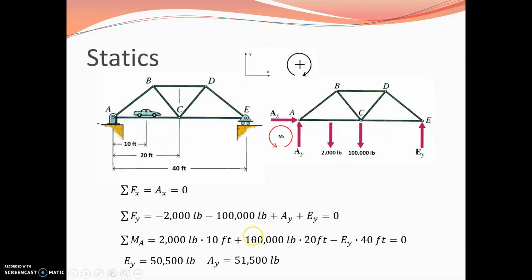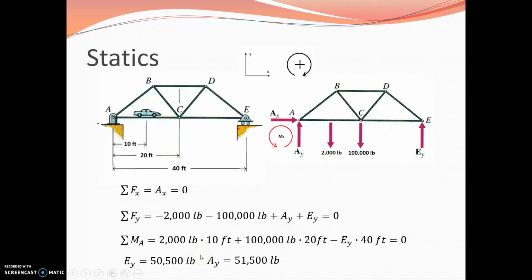So it is positive. Also, we have 100,000 pounds. It is acting in a positive direction. It is 20 feet away. Force times distance. You have one other force that could cause this bridge to spin, and that's your support EY. It is pressing up, and it would rotate the bridge potentially this way around, counterclockwise, which is negative. So force EY times its distance, it is 40 feet away. All of these equals 0 because the bridge is not spinning. It is stationary.